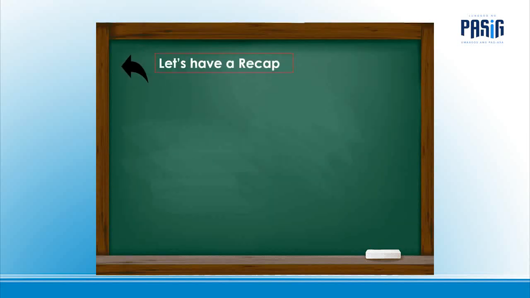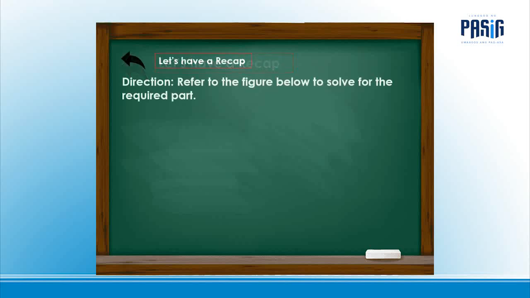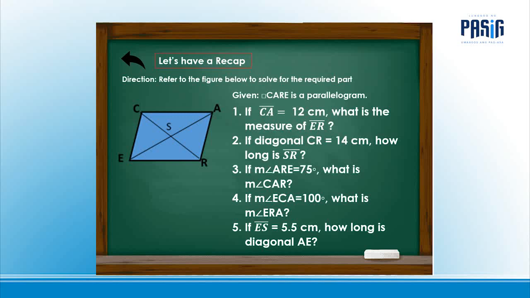Before we proceed to our lesson, let us have a recap. Direction. Refer to the figure below to solve for the required part. Quadrilateral CARE is a parallelogram. Number 1. If side CA is equal to 12 cm, what is the measure of side ER?